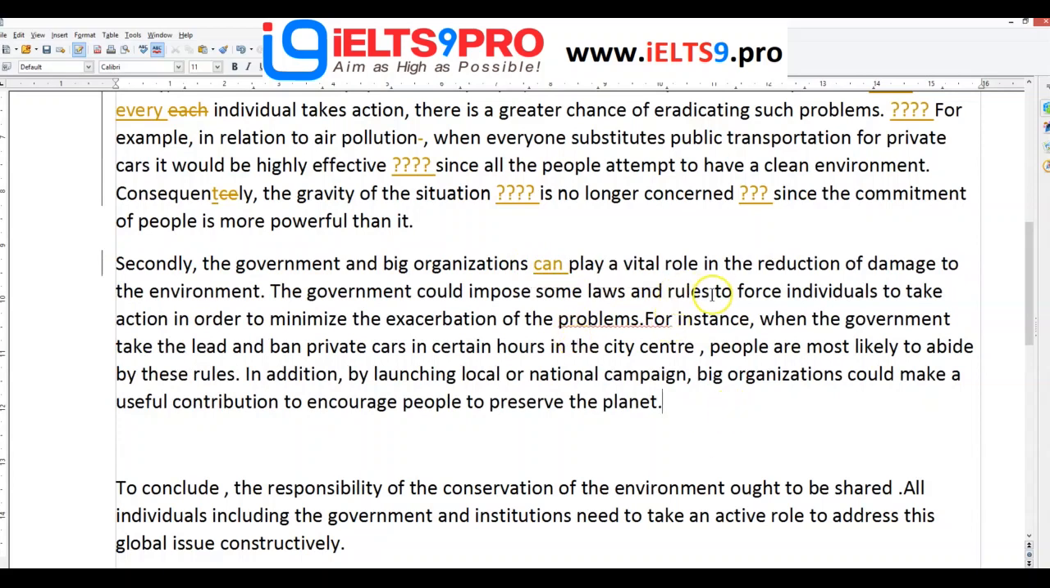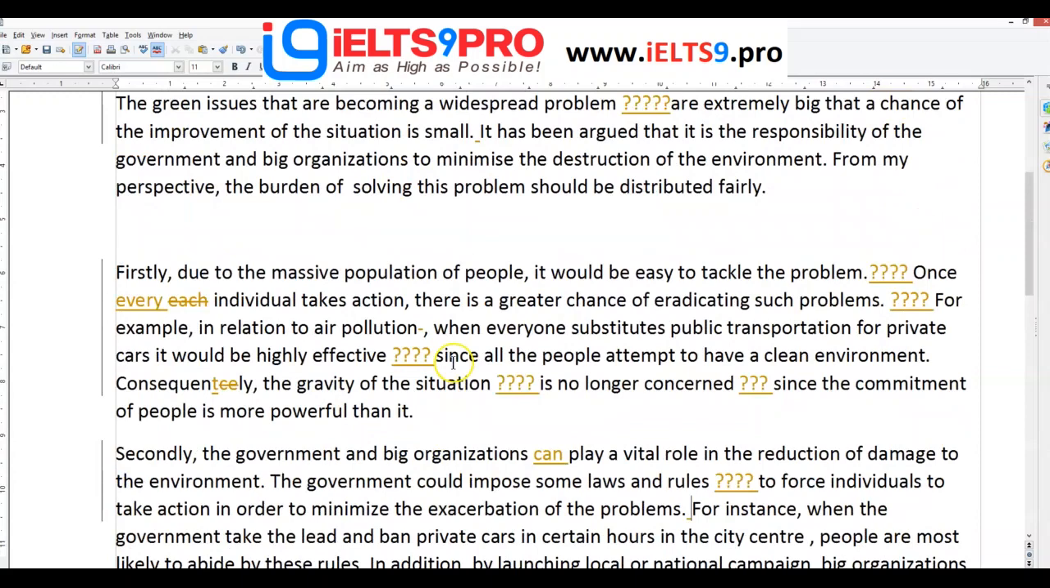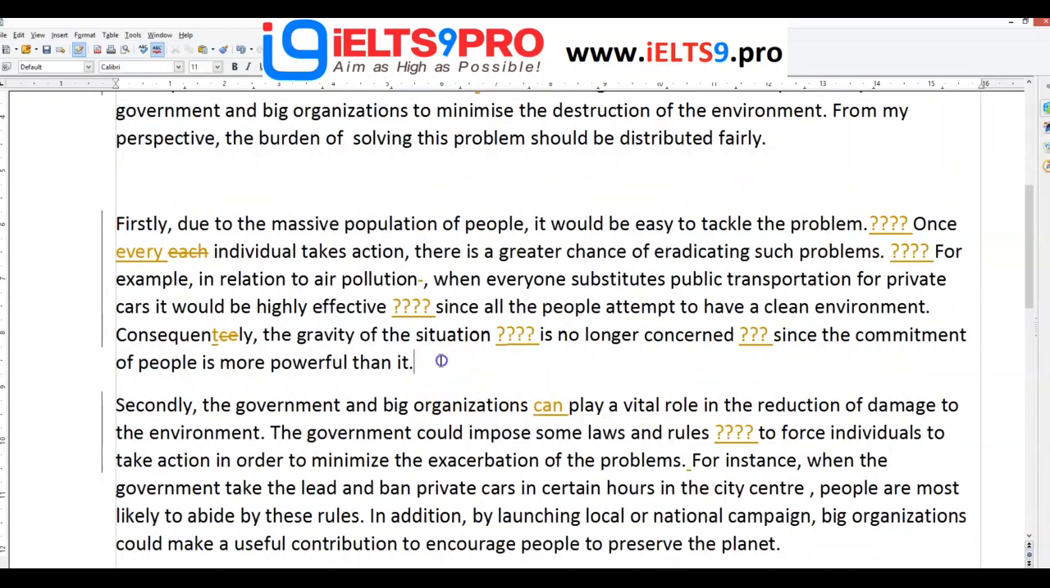The government could impose some laws and rules, such as to force individuals to take action. How can you force individuals to take action? But you just said individuals. What's a state going to do to make individuals take action? But you just said that individuals, once they take action, so it's kind of circular. You're going round in a circle.